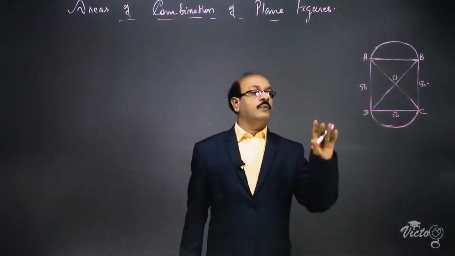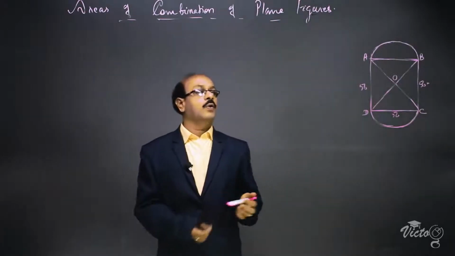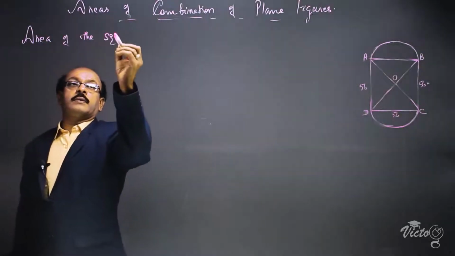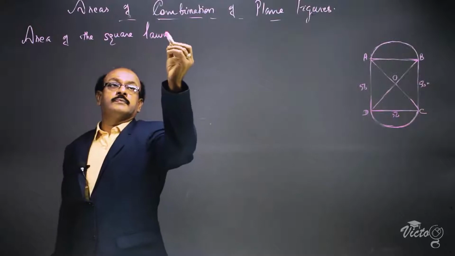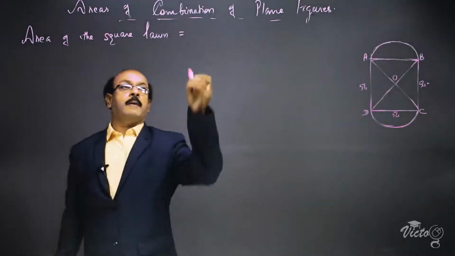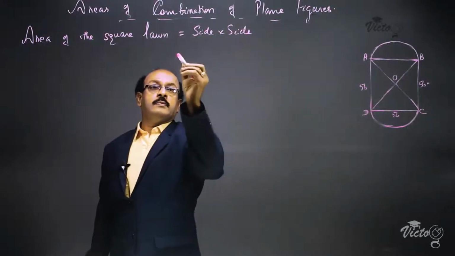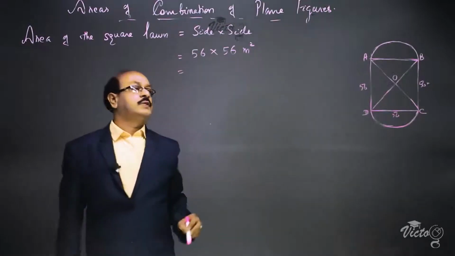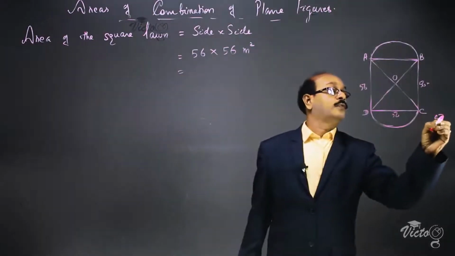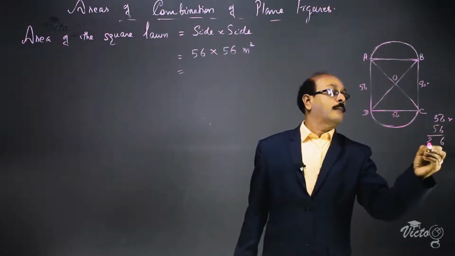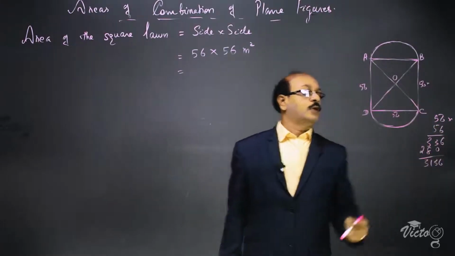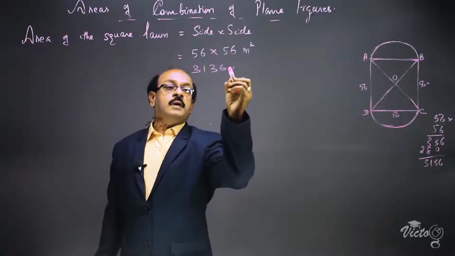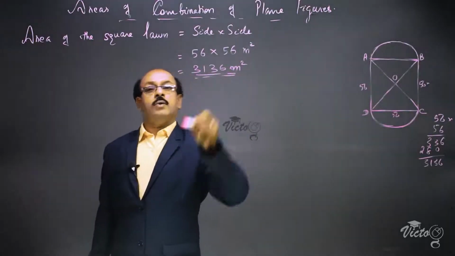So, first of all, we have to find out the area of the square lawn. Area of a square is side into side, which is equal to 56 into 56 meter square, which is equal to 3136. 3136 meter square is the area of the square lawn.